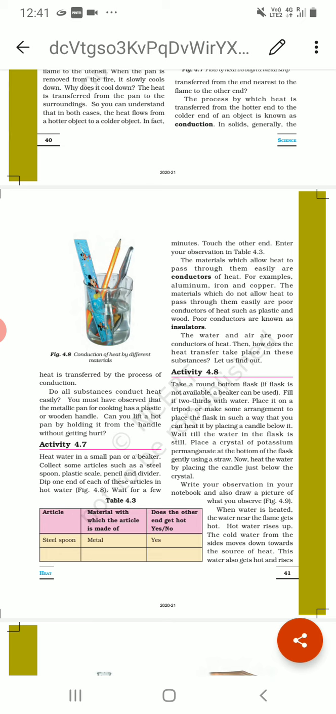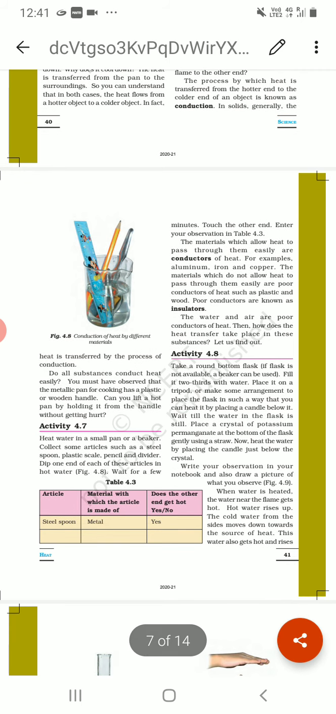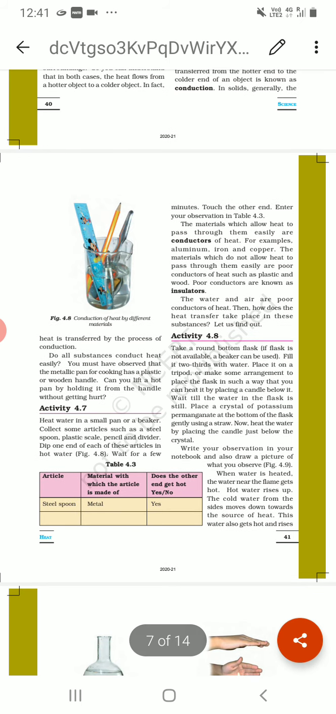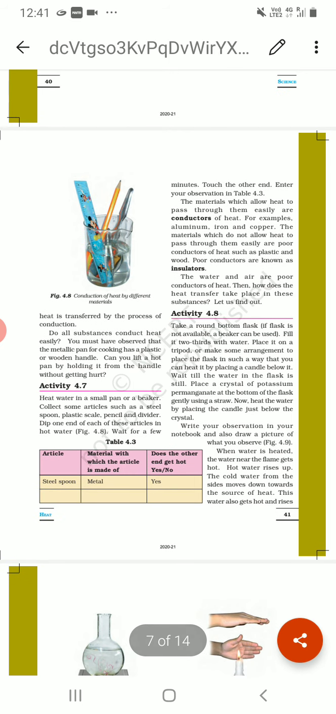Now, the materials which allow heat to pass through them easily are conductors of heat. For example, aluminium, iron and copper. The materials which do not allow heat to pass through them easily are poor conductors of heat, such as plastic and wood. Poor conductors are known as insulators.